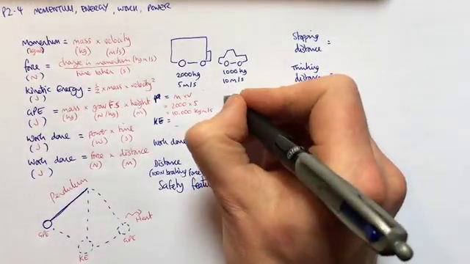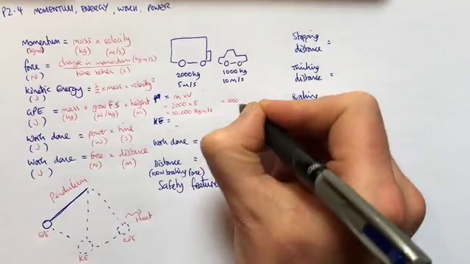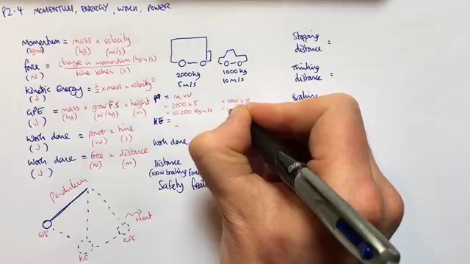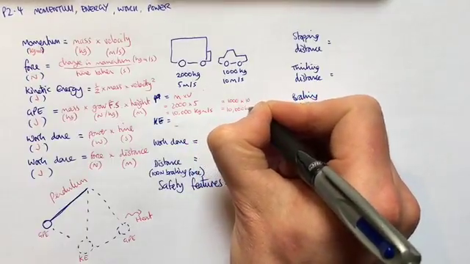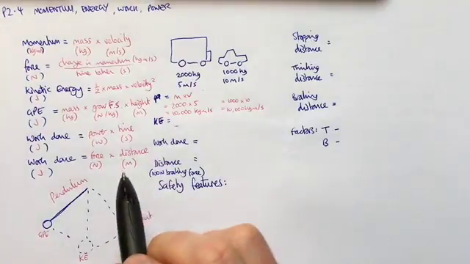For the car, it's only got half the mass of the truck, but it's moving twice the velocity. So that works out exactly the same. So as we said earlier, momentum depends on mass and velocity.